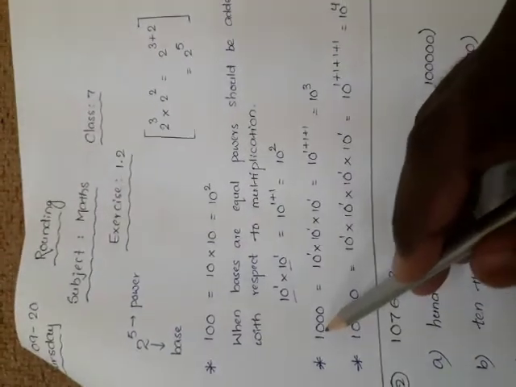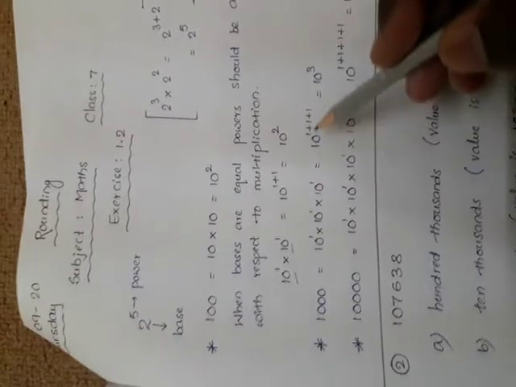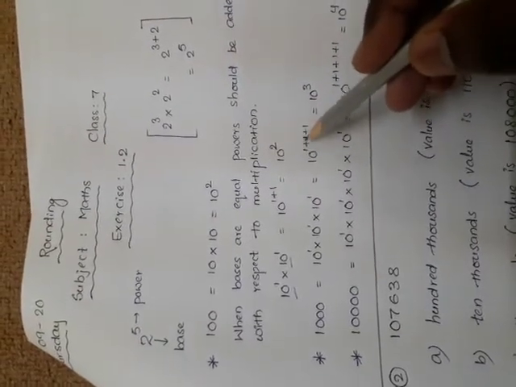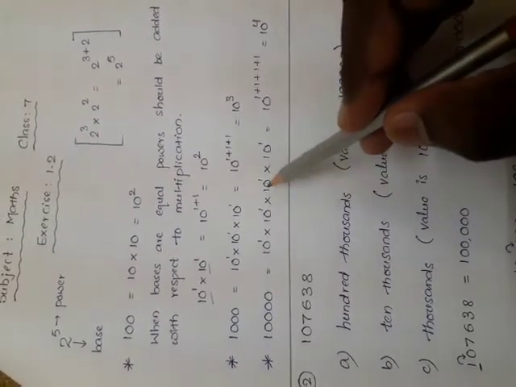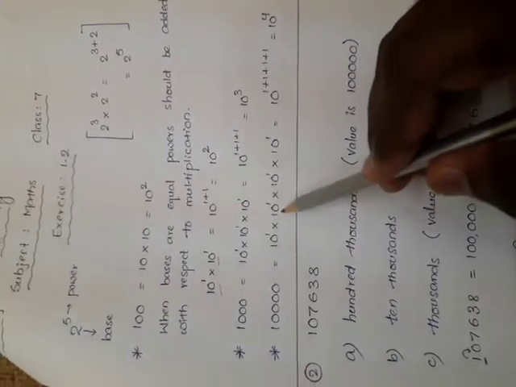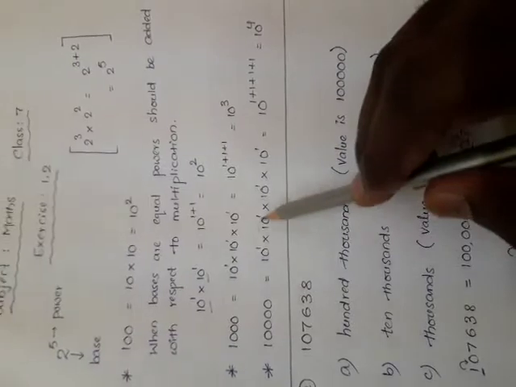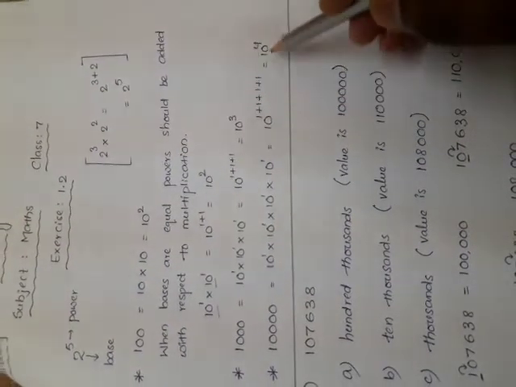Similarly here 1000, how can I write it? 10 multiplied by 10 multiplied by 10. So again bases are equal, power should be added. 10 power 1 plus 1 plus 1 is 10 power 3. That means 1000 can be written as 10 power 3. Here 10,000 means 10 multiplied by 10 multiplied by 10 multiplied by 10. Again bases are equal. If the 10 here is 9, then we cannot add the powers; the bases should be equal. So 10 power 1 plus 1 plus 1 plus 1, so 10 power 4.